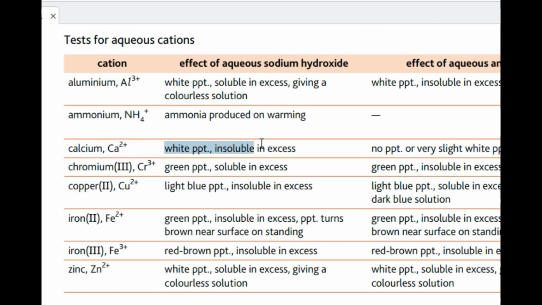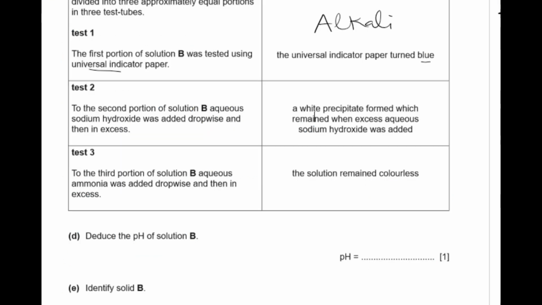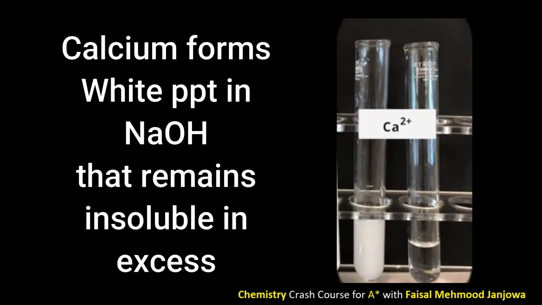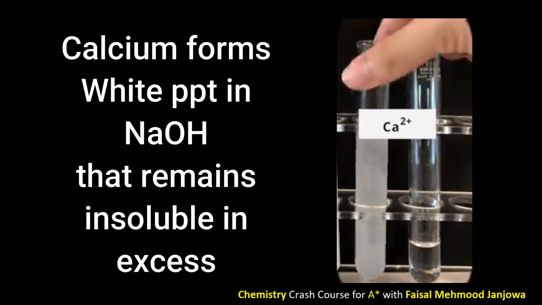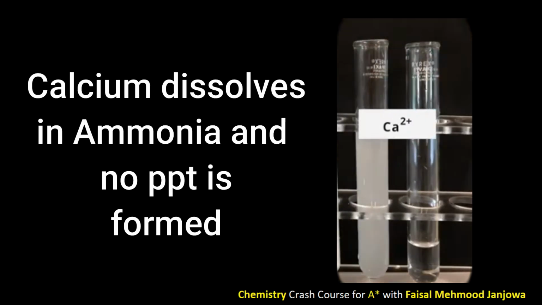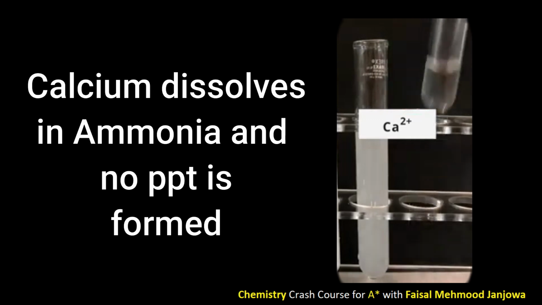Look at the data sheet, and here the test is confirming calcium ions, as calcium ions would form white precipitates which are insoluble in excess. Test 2 confirms the presence of calcium 2 positive ions. When 5 drops of sodium hydroxide are added to salts containing calcium ions, a white precipitate is formed that remains insoluble in excess, while in ammonia, no precipitates are given.